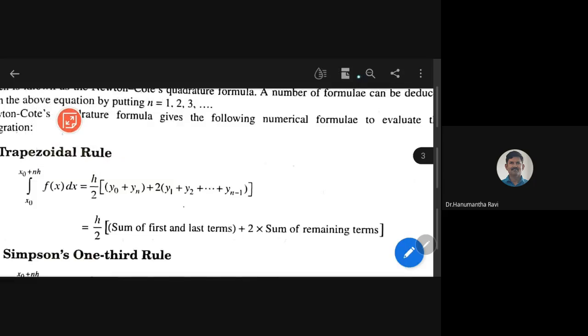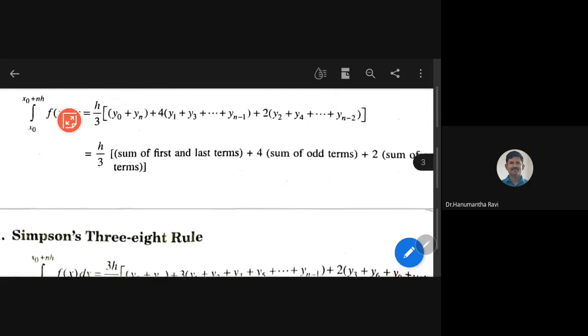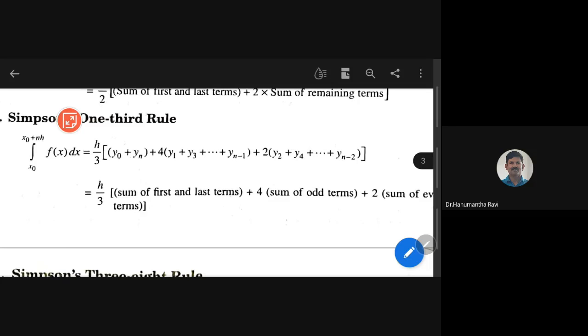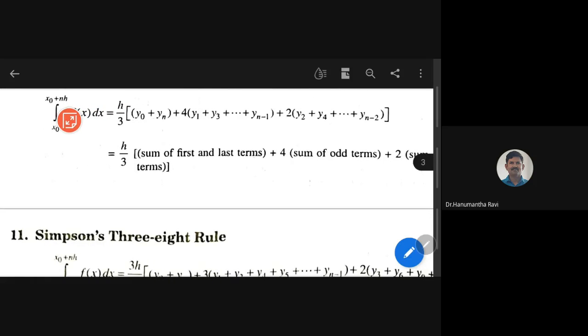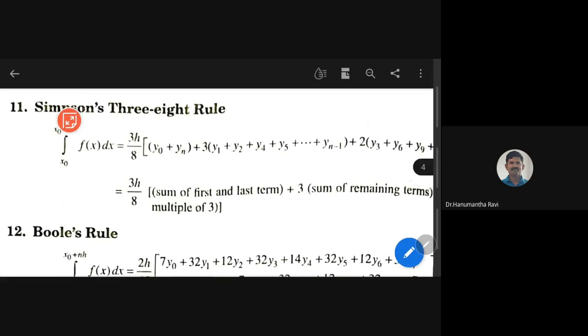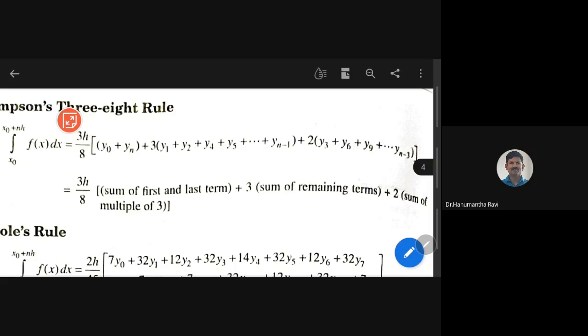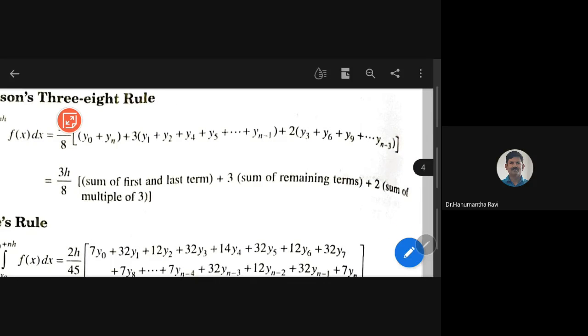That is what the trapezium rule, the trapezoidal rule, says. Similarly, for the one third rule, you have h by 3 into the sum of the first and the last terms, plus 4 into the sum of odd terms, odd terms meaning y1 plus y3 plus etc., and plus 2 into the sum of the even terms. That is for the one third rule. When it comes to the 3/8 rule, you have the sum of the first and the last term, plus 3 into the sum of the remaining terms, plus 2 into the sum of multiples of 3. That is what we have for the 3/8 rule.